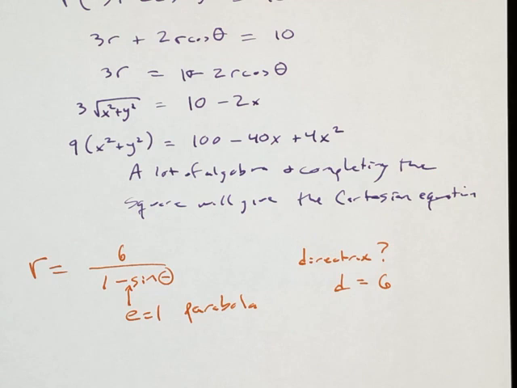You said up, down. If it's up, down, is the directrix vertical or horizontal? Horizontal. That's y equals negative 6. This should go up.